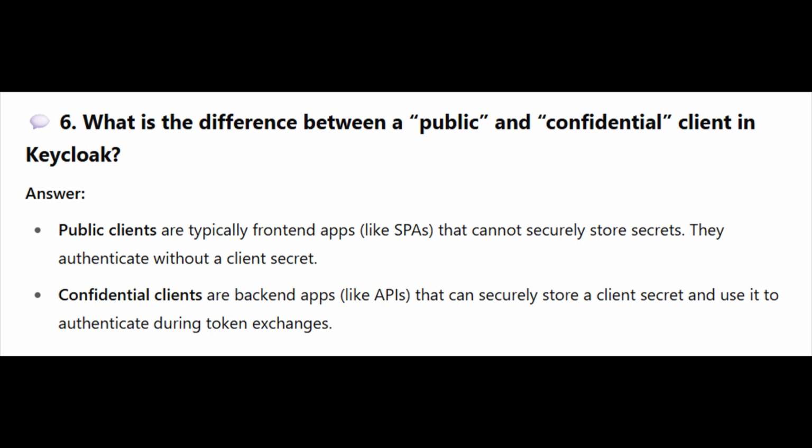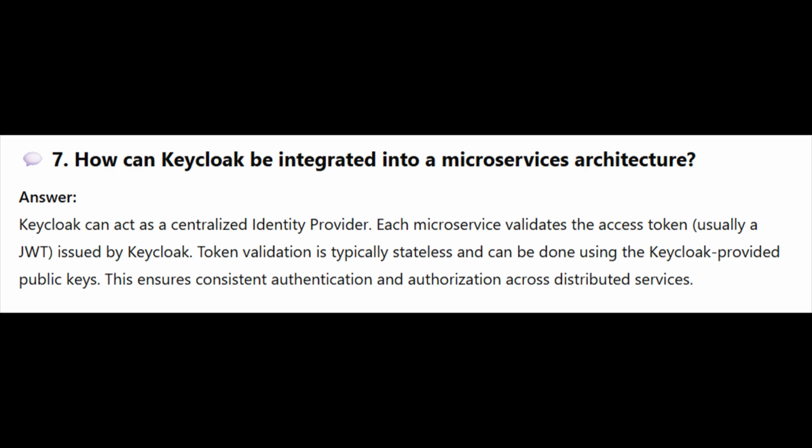How can Keycloak be integrated into a microservices architecture? Answer. Keycloak can act as a centralized identity provider. Each microservice validates the access token, usually a JWT issued by Keycloak. Token validation is typically stateless and can be done using the Keycloak-provided public keys. This ensures consistent authentication and authorization across distributed services.